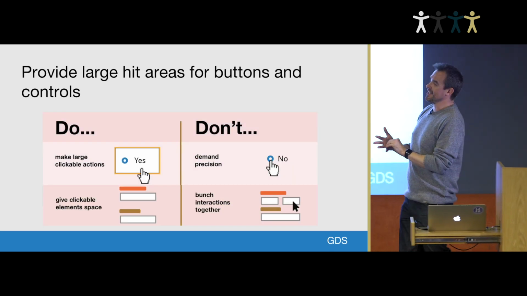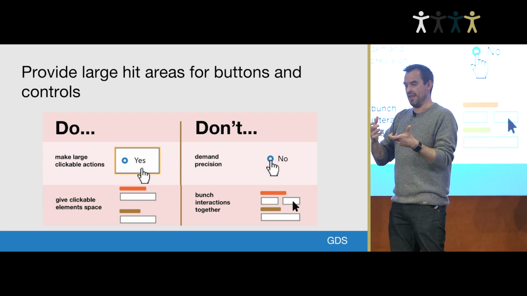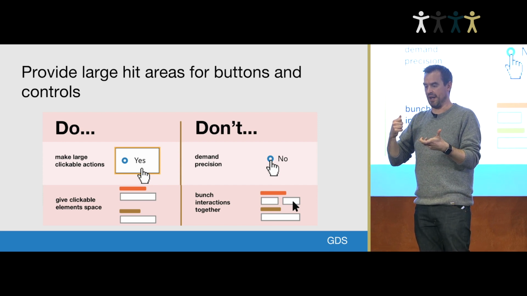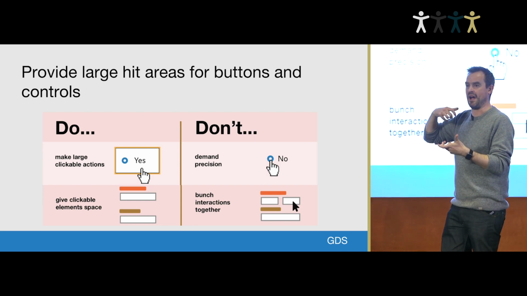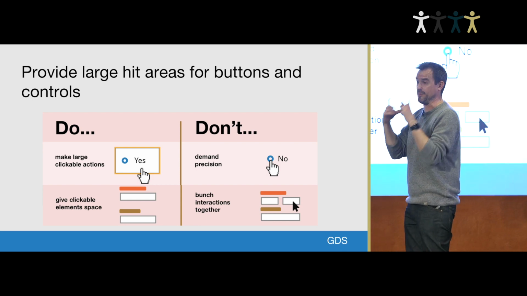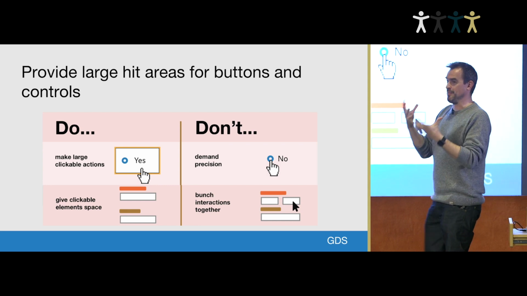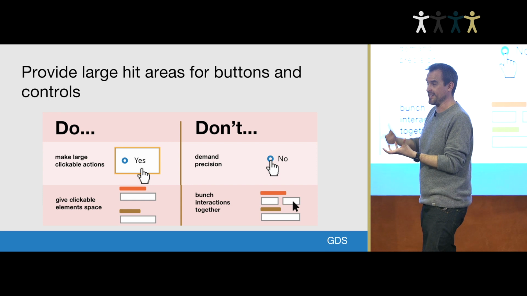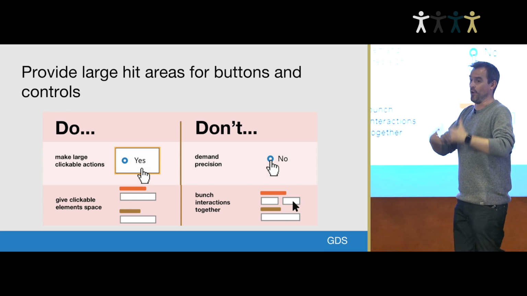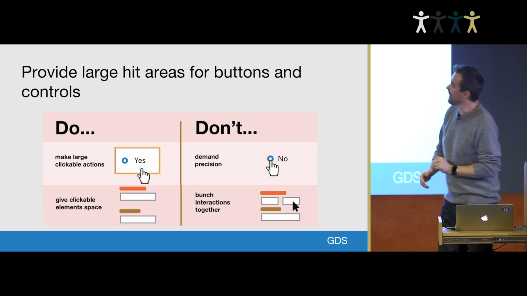Providing large hit areas for buttons and controls. Again, Gov.uk did some really hard work to make our radio buttons and our checkboxes much more usable by making them a lot bigger. Huge benefits for people with mobility issues, huge benefits for anybody that wants to use that interface.